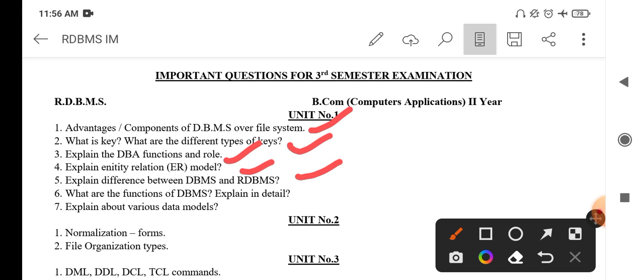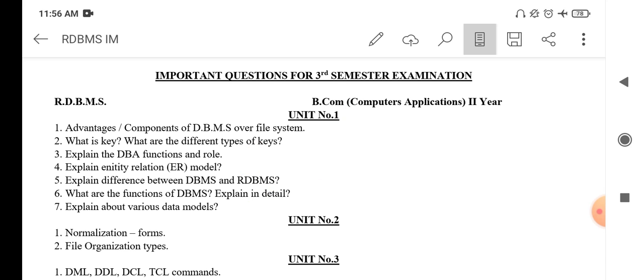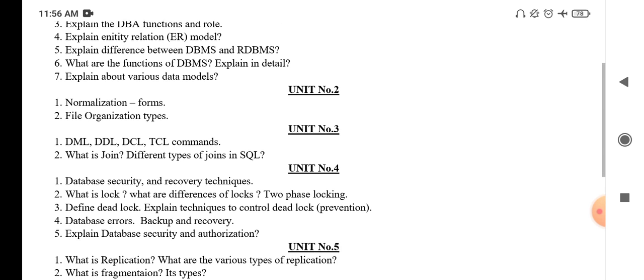Next, what are the functions of DBMS, explain in detail. So next question is, write about the various data models. So you know the different types of models that are there. Relational data model, network data model, hierarchical model and object oriented model. So we have so many different types of models. We have to explain about all these models.